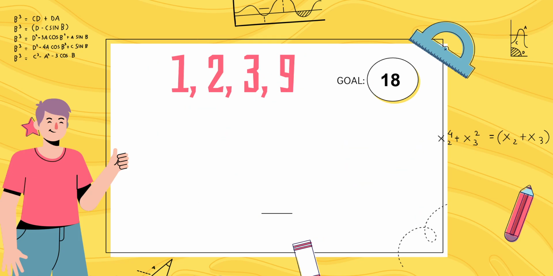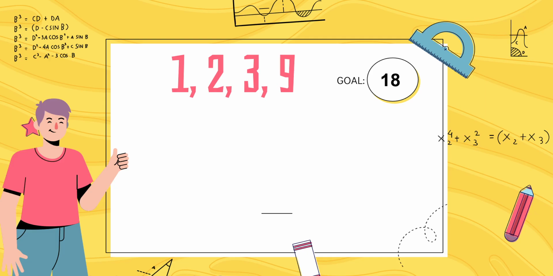Excellent job. Let us try this one. You are allowed to use numbers 1, 2, 3, and 9. We need to get 18 in the end. Okay, I think it's getting more challenging. Oh, if it was only 9 multiplied by 2, it would be 18, right? But we have to use numbers 1 and 3 as well.